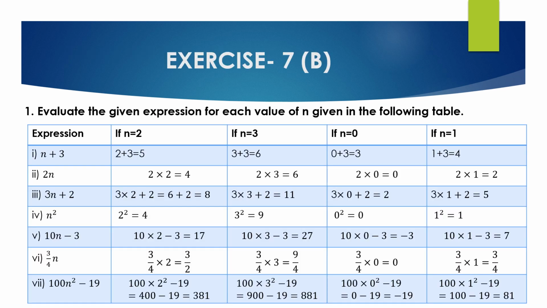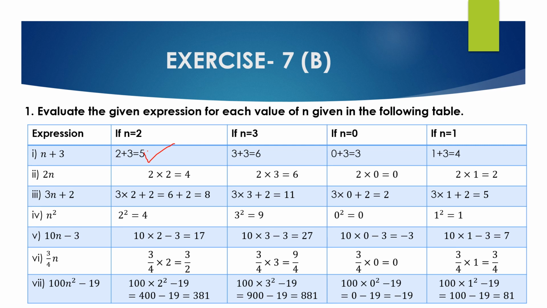Now we will solve question number 1. Question number 1 is: evaluate the given expression for each value given in the following table. We have been given the expression and we have to evaluate it with the following values. The first expression is n plus 3. If n equals 2, we substitute the value of n, that is 2, in the expression. So we get 2 plus 3, that is 5. So the value of the expression when n equals 2 is 5.